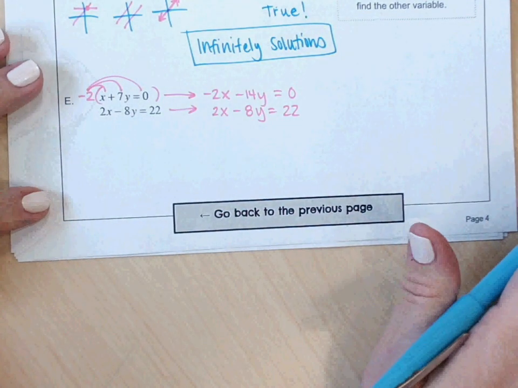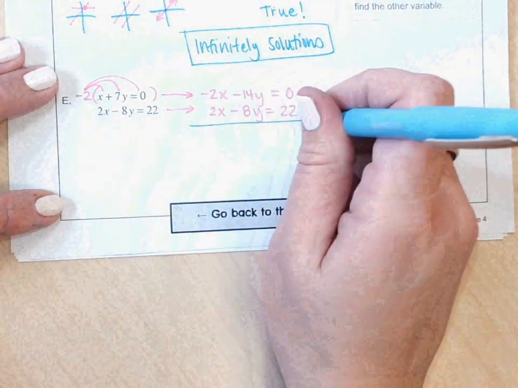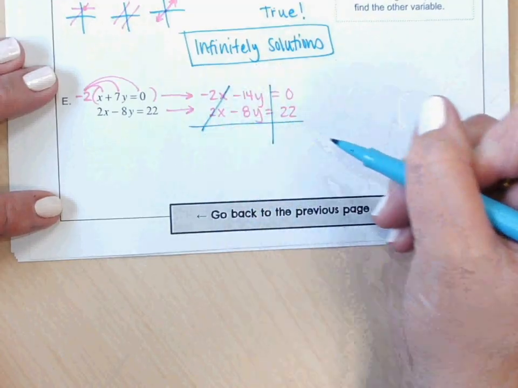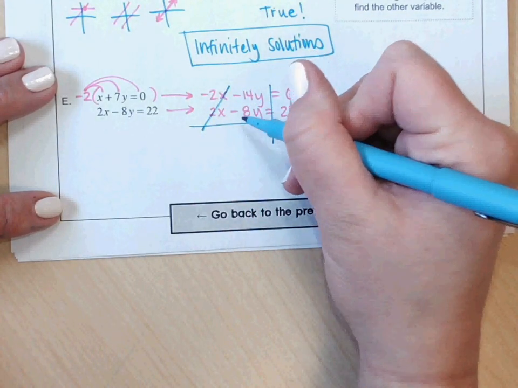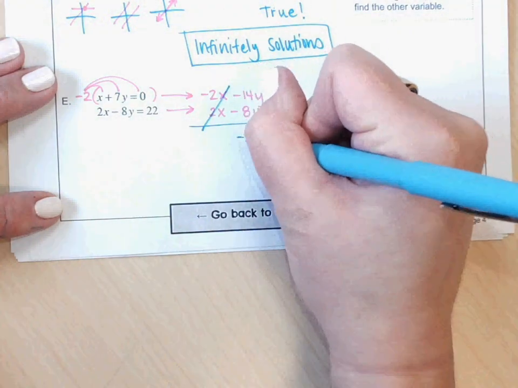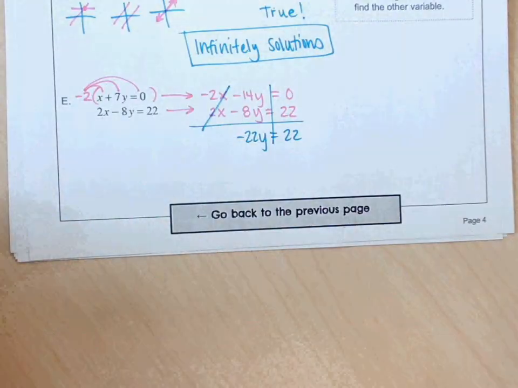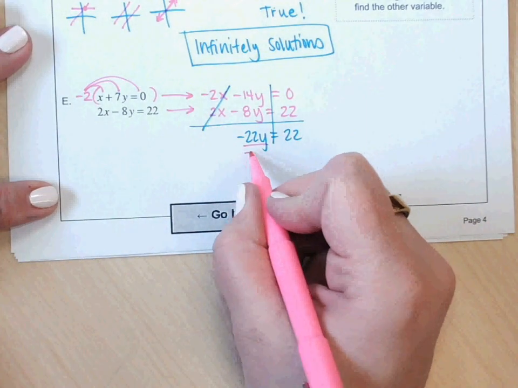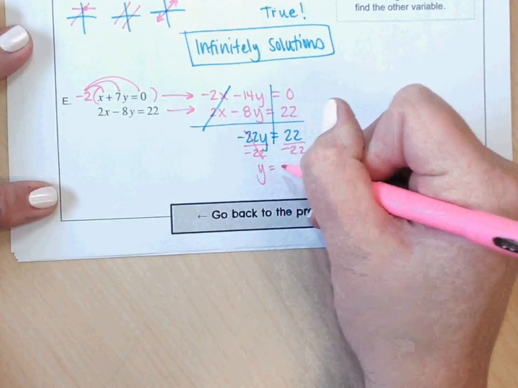Now hit pause and beat me to the next steps. -2x and positive 2x make a 0. They're eliminated. -14 and -8 is -22y. 0 and 22 is 22. This is -22 times y, so divide both sides by -22. y is equal to -1.